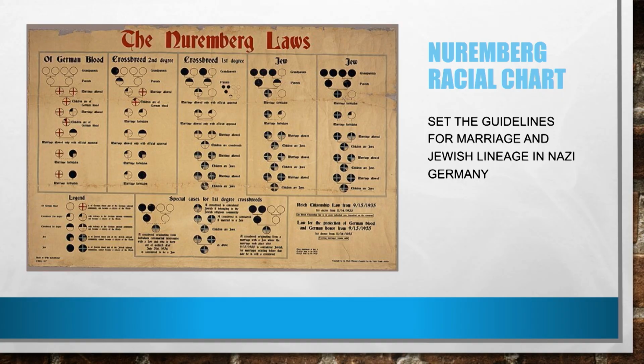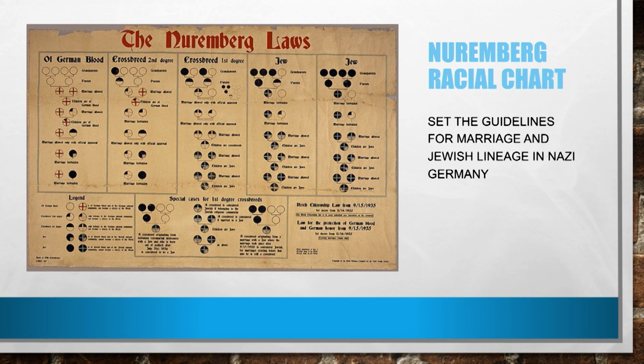What we have here is a chart from the Nuremberg racial chart. Basically, it set the guidelines for marriage and Jewish lineage in Nazi Germany. To make it easy for you, if you look on the far side, it says of German blood, which means that if you were of German blood, you can marry any other Germans. After you leave and start crossbreeding, from crossbreed second degree to crossbreed first degree, you'll notice that the darker it gets, going from left to right, the more restrictions were placed on who you can marry.